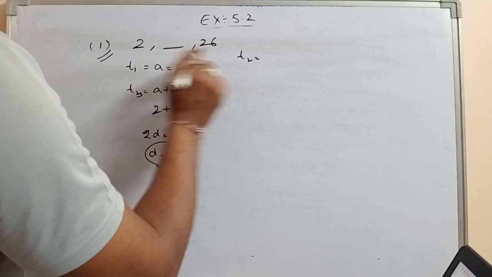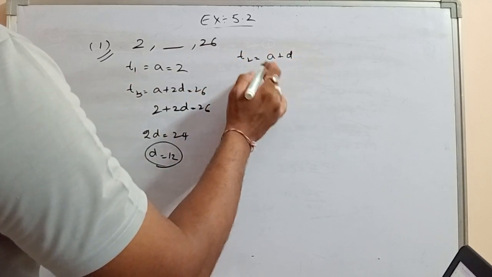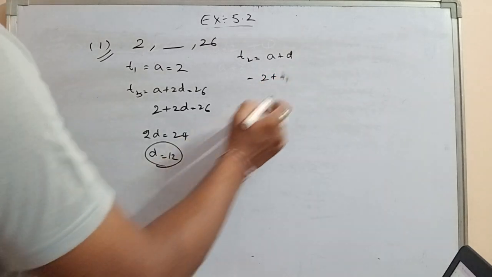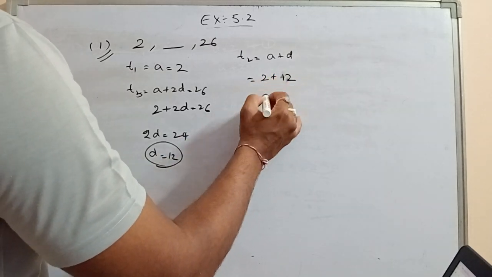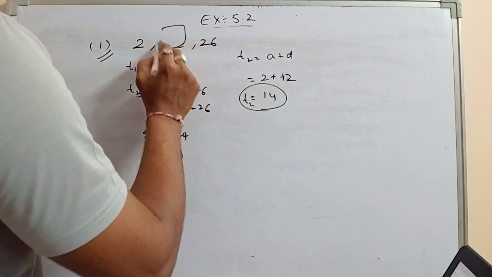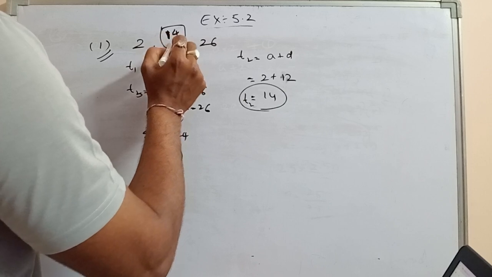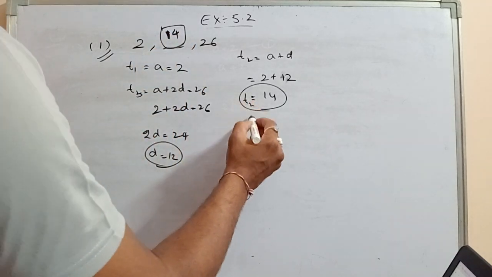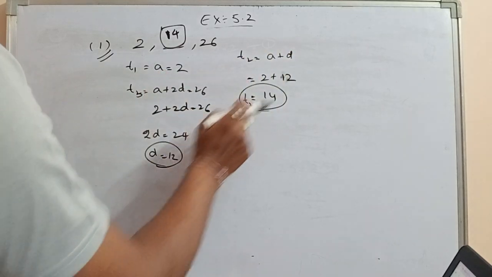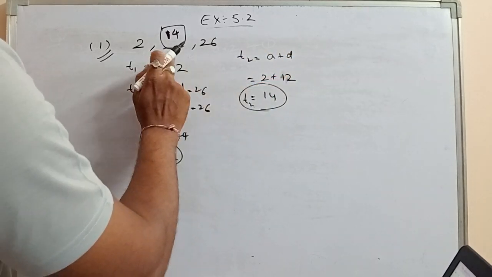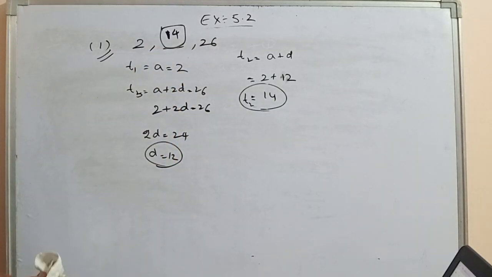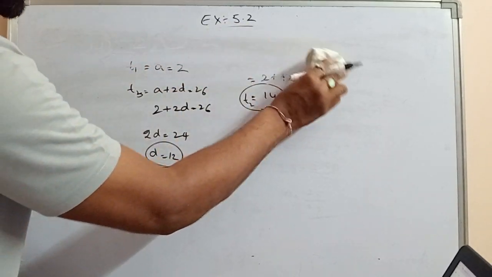So T2 is equal to a plus d, which we have to find. What is the value of a? a is 2. 2 plus, what is the value of d? It is 12. So 2 plus 12 is 14, and 14 is nothing but T2. Why? Because T2 is a plus d, right? So a is 2 and d is the common difference 12. So 12 plus 2 is 14. So the boxed value is 14. The second term is 14 in the given arithmetic progression.